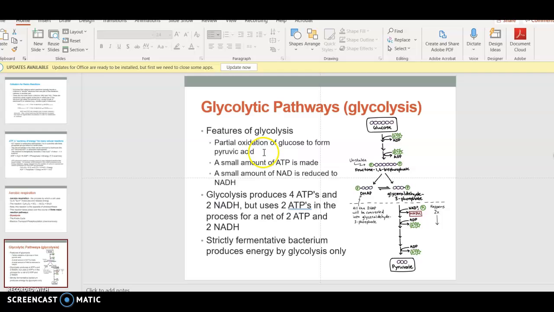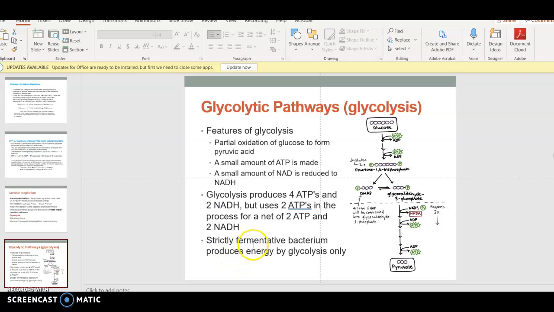For glycolysis, it's pretty straightforward. From glucose, you will undergo several reactions, and it will be broken down into two 3-carbon molecules, and eventually all these 3-carbon molecules can be converted into pyruvate. It says here glycolysis produces 4 ATP and 2 NADH, but it uses 2 ATP in the process, which we call the investment phase, for a net of 2 ATP and 2 NADH. We won't go further into that one.